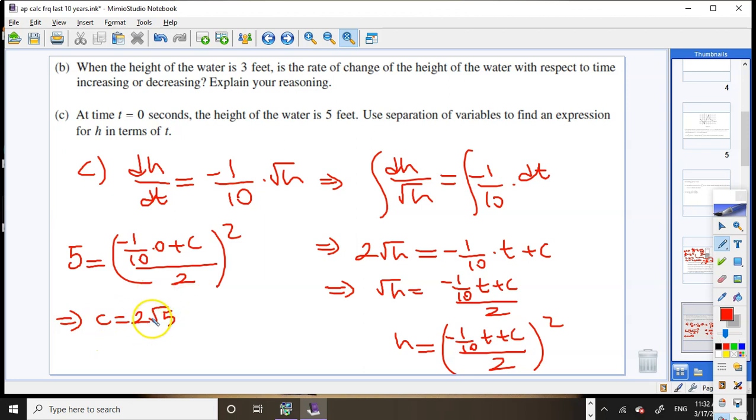Then if I take this 2 square root of 5 and plug it in here, we're going to get the particular solution, which is h equals negative 1 over 10 times t plus 2 square root of 5, divided by 2, to the power of 2. Okay, so basically this expression is going to give you the height of the water at any time.